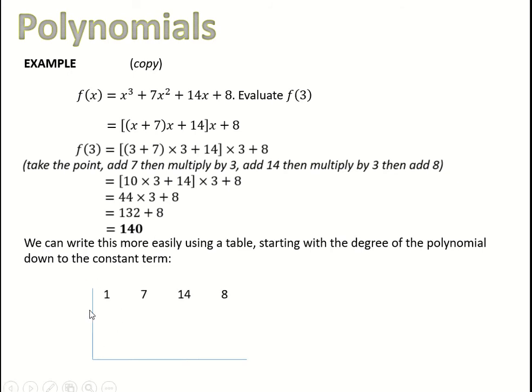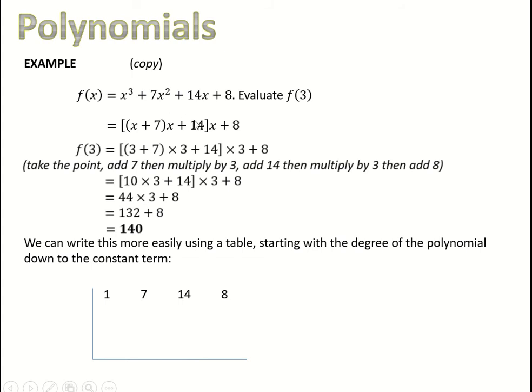But at the top of it, we're going to write the coefficients of each of our terms. So 1, 7, 14, 8. They're all positive here. If any of them were negative, then it would be -7. So for example, if it was x cubed minus 7x squared, then this would become negative, okay?